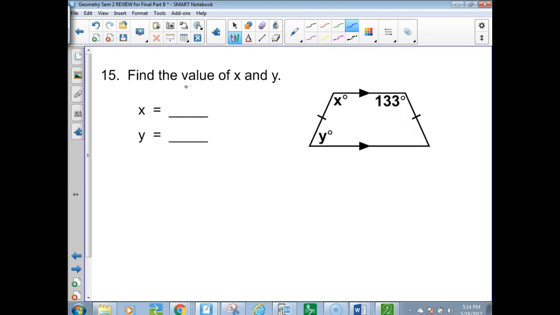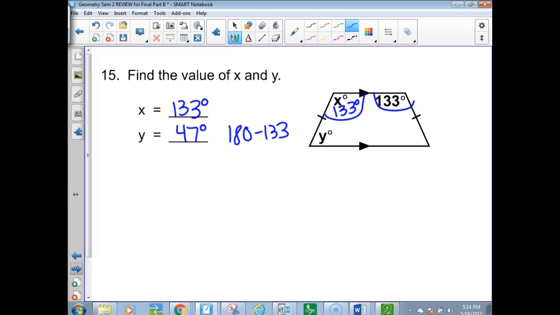Excuse me. Number 15, here we go. Find the value of x and y. Oh, these are supplementary. They're consecutive interior angles that are supplementary between these parallel lines. Also, we got an isosceles trapezoid here. So that x has got to be 133 degrees because the base angles in an isosceles trapezoid are always congruent. And since these are supplementary, we'll do 180 minus 133 in our calc and get, what is that, 47.